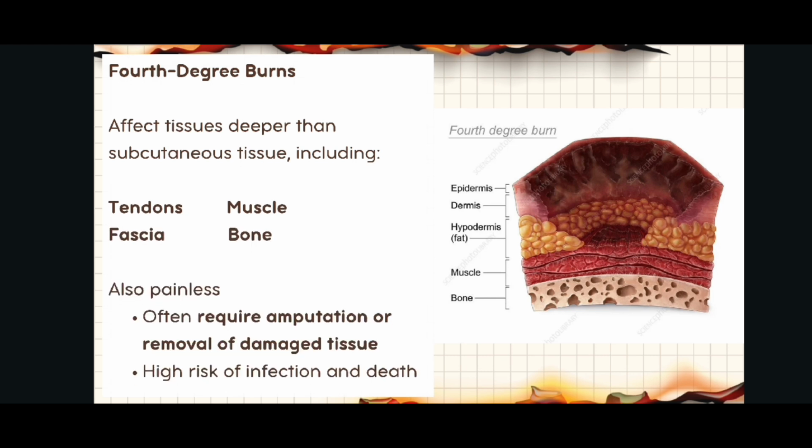Fourth degree burns are also full thickness burns, but they extend to deeper tissues such as bone, muscle, or tendons. These burns appear dry and leathery, and they require surgery and grafting to cover the exposed tissue. In severe cases, amputation may be required to save the patient's life.